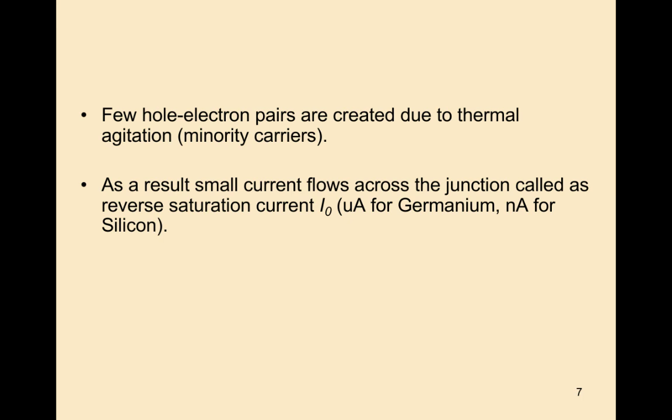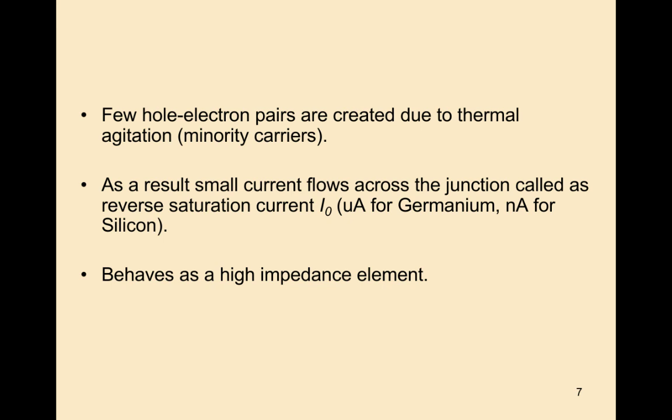As a result, a small current flows across the junction, called the reverse saturation current I0. It is in microamperes for germanium and nanoamperes for silicon. So due to thermal agitation, a few electron-hole pairs are created, and due to this pair creation a small current flows across the junction. That current we call the reverse saturation current I0. In this way, in reverse biased mode, the reverse saturation current exists.